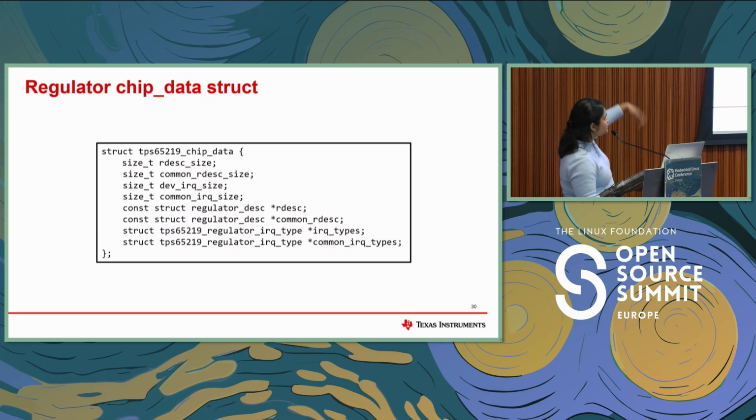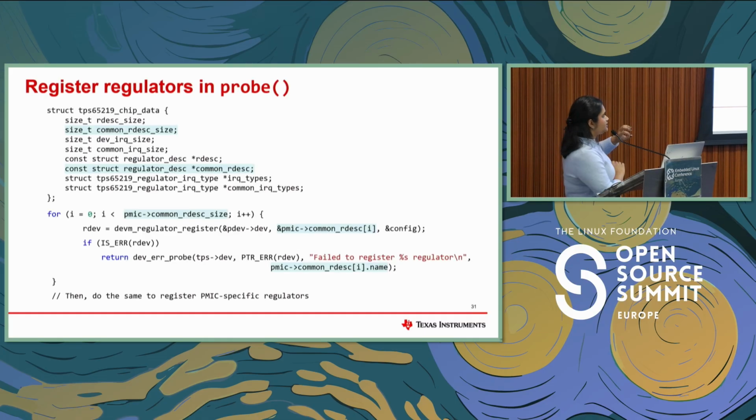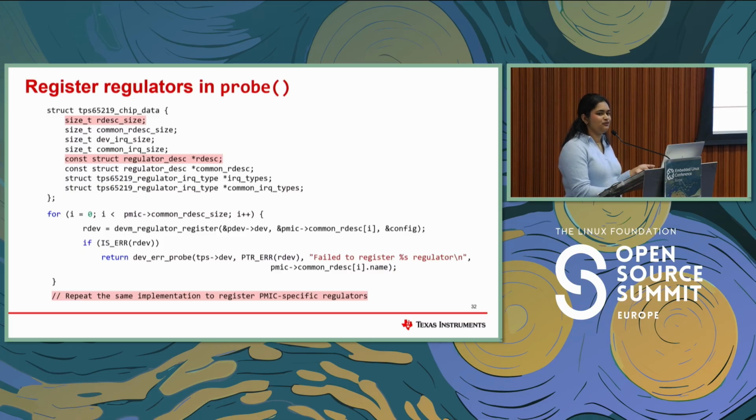organization. So this is an example of the chip data struct that was added to the regulator driver. And I really want to highlight in this example where you can see, okay, these are the two pieces of information that are required to handle all the common regulators to register, and then you can see in blue where all it was handled.